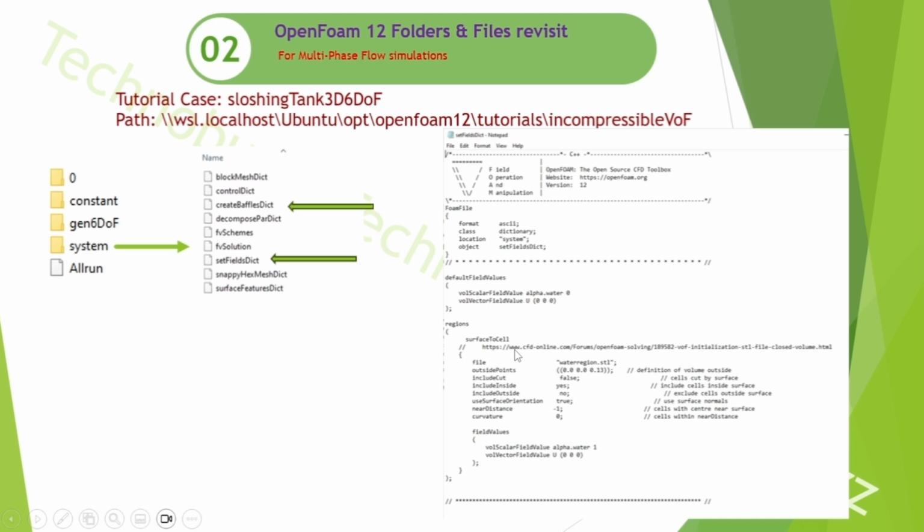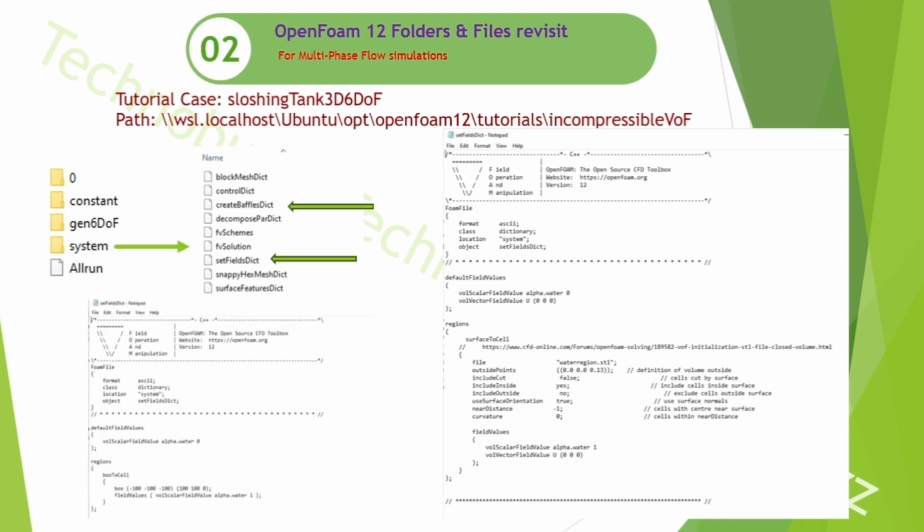In the second option, we define the water region by specifying the coordinates as shown using the box to cell option. This is the simplest option available, and if we want to provide a water region with a complicated domain, we can use an STL file.